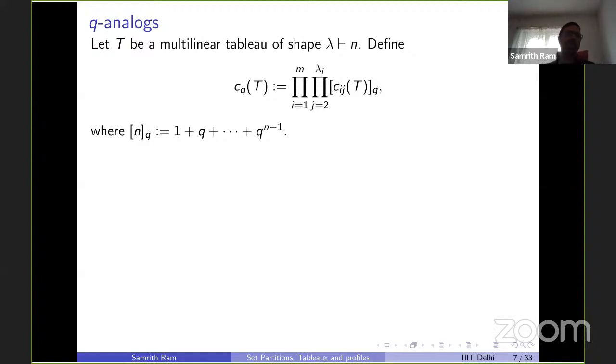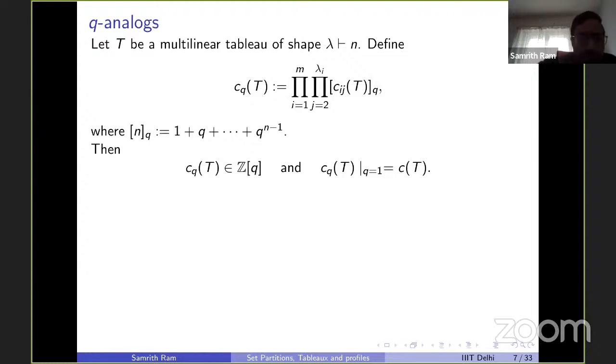So one can ask if there are q-analogs of this. Can one come up with a q-analog for the previous results? It turns out that if one defines C_qT, so we had these integers C_ij coming from the entries, the cells in the Tableau, suppose one naively replaces each of those integers in the product by the corresponding q-integer. The q-analog of the integer n is simply the sum 1 plus q and so on up to q to the n minus 1. If you define C_qT to be the product of these q-integers, then first of all, it is clear that C_qT has integer coefficients. And when we plug in q equals 1, we simply have the product of the C_ij's. So that is simply C_T.